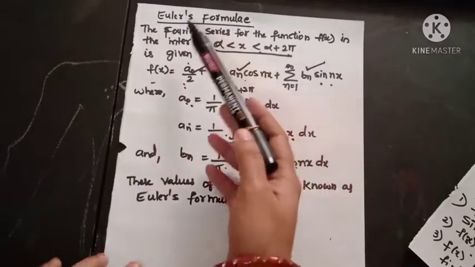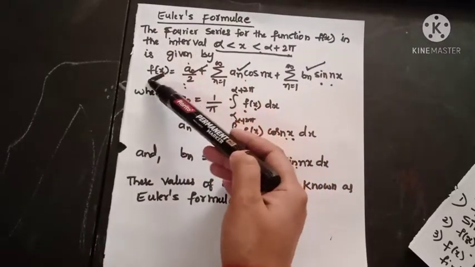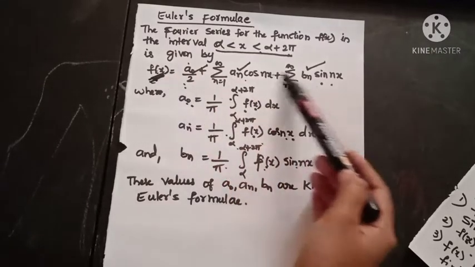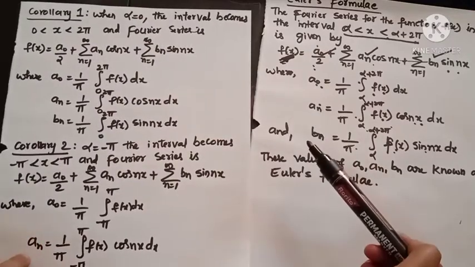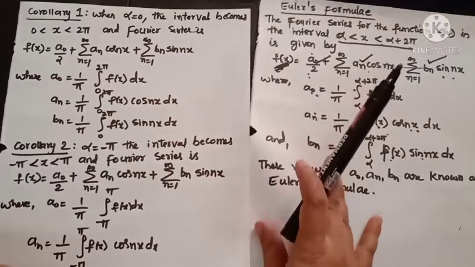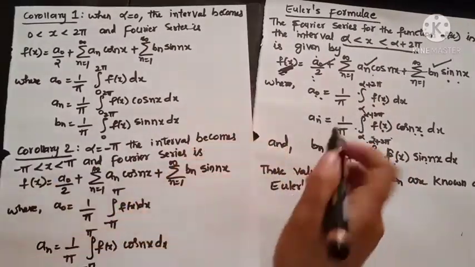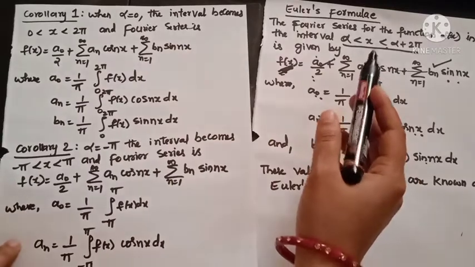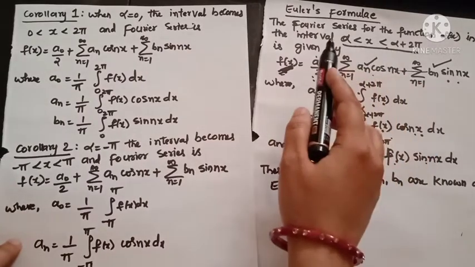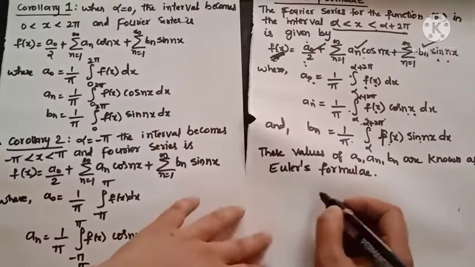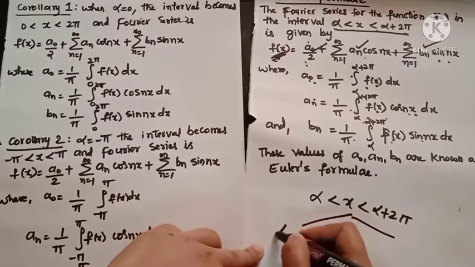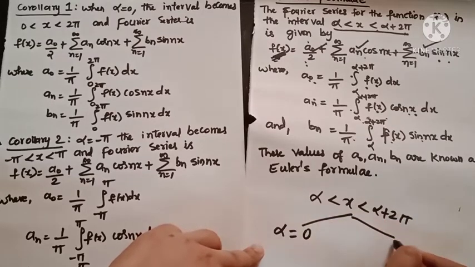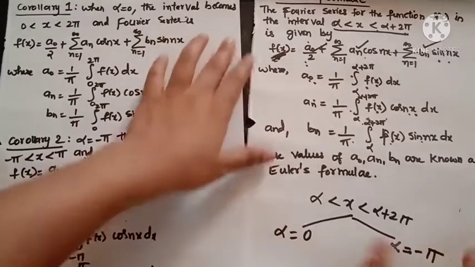This is called the Euler's formula for the Fourier series of the function f of x. There are three corollaries for this Euler's formula, when we have the intervals taking different values. That is, if I take the alpha value as 0, and another corollary is if alpha value takes minus pi.